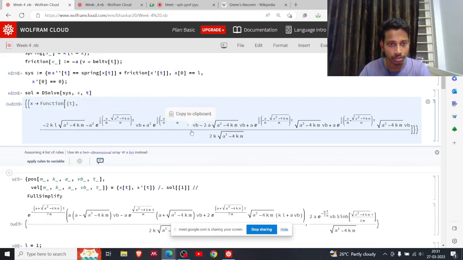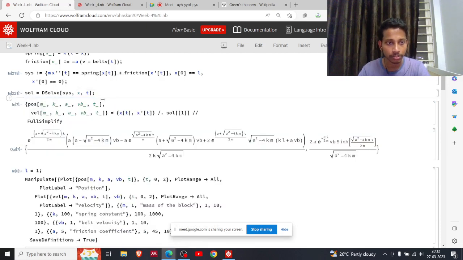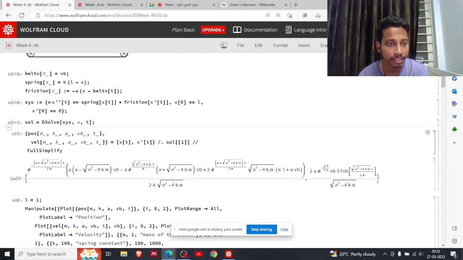So this is the solution. This is a big solution, so now I have suppressed the solution using the semicolon. Now what I am going to do is write the position and the velocity as a function of m, k, a, v, b, t, these 5 variables. So position and velocity equal to x(t) and x'(t). x(t) is the displacement, which is position, and x'(t) is the velocity, using this solution.